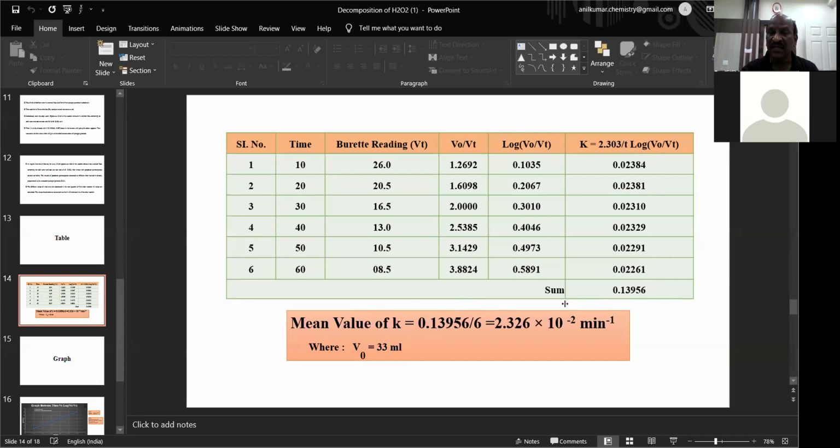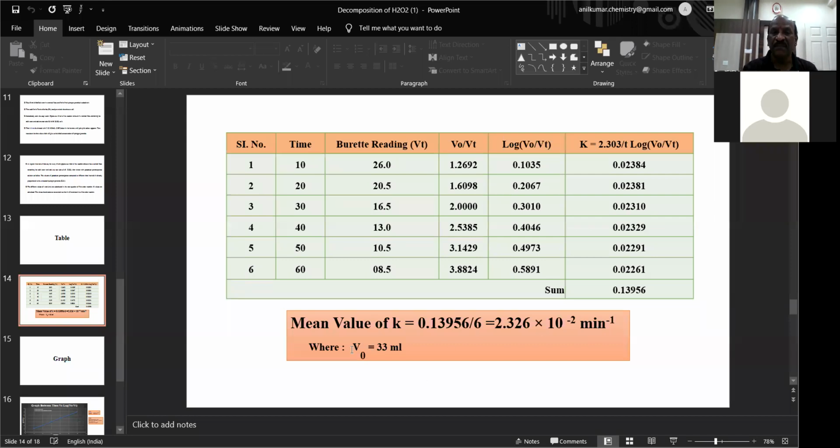That is nothing but 0.13956 divided by 6. How many values? 1, 2, 3, 4, 5, 6 values are there. So then we have to divide it by 6. You will get this value, that is 2.326 into 10 to the power of minus 2. That is the first order rate constant, units is per minute.